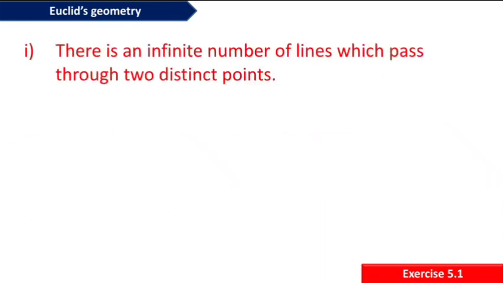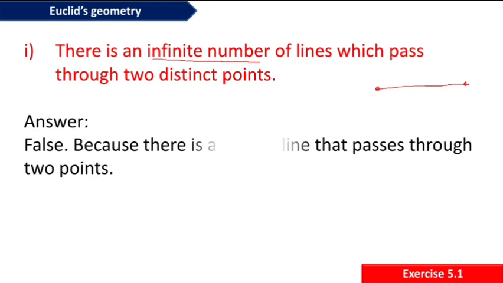Now let's see the next question. There are infinite number of lines which can pass through two distinct points. So first we have to draw two distinct points. How many lines can we draw between 2 points? We can draw only one line, right? But here they have given that there are infinite number of lines we can pass through two distinct points. Whether that is true or false?